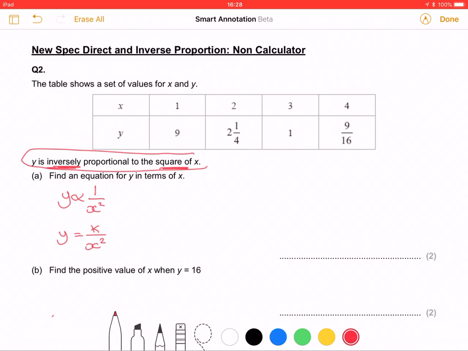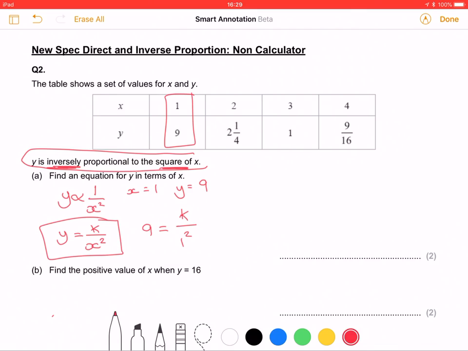All right. So looking at the table, it might be a little bit confusing as to what we have. It's a non-calculator question paper, so we should be avoiding the fractions and the decimals. So a nice combination of values is x equals 1 and y is equal to 9. I think that might work quite nicely. So let's plug it in. y is equal to k over x squared. We know that y is equal to 9, so 9 is equal to k over 1 squared.